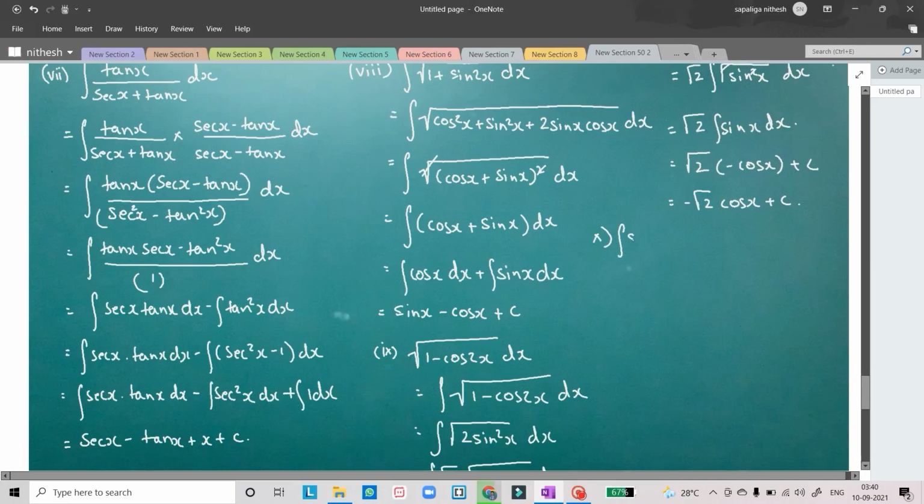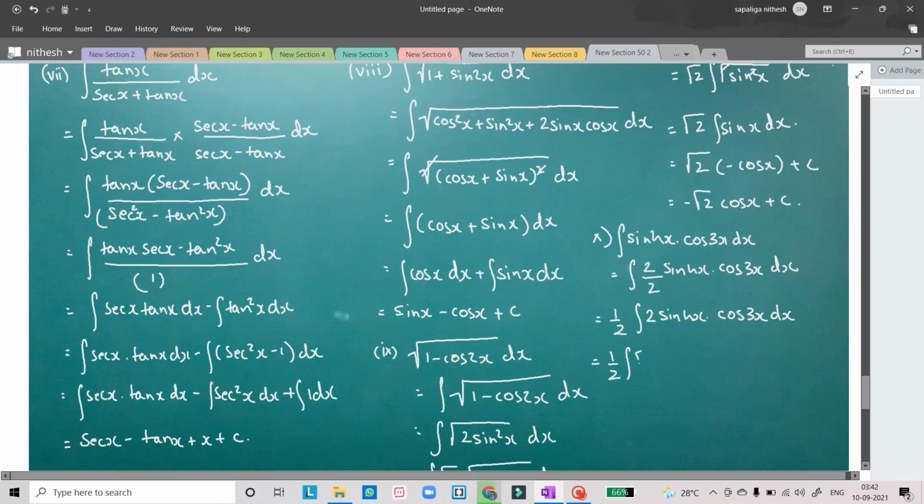Question 10, sin 4x into cos 3x dx. Well, we'll do some fine adjustment. We'll multiply 2 and divide by 2. This is because 2 sin 4x into cos 3x can be written, we can apply the formula 2 sin a cos b, and we can write it as sin a plus b plus sin a minus b. So we can take the half coefficient outside the integral, and we will be left with sin 4x plus 3x plus sin 4x minus 3x. So we get sin 7x plus sin x.